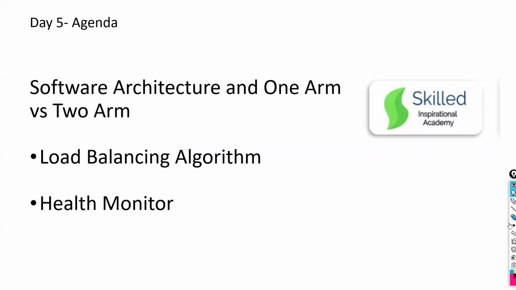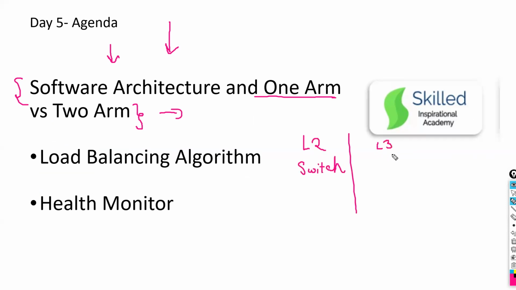So I'm starting now. Guys, today's first topic will be about some advanced architecture of F5, with discussion of more network architecture, like when we have a layer 2 switch or a layer 3 switch between your load balancer and server, and how the traffic flows.